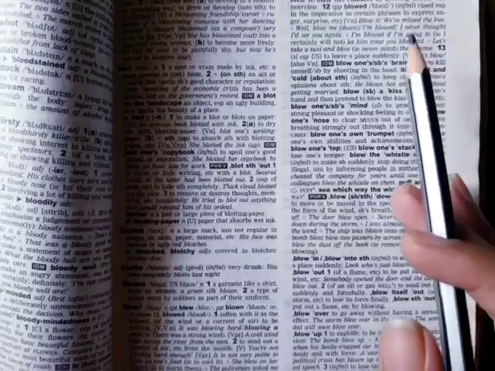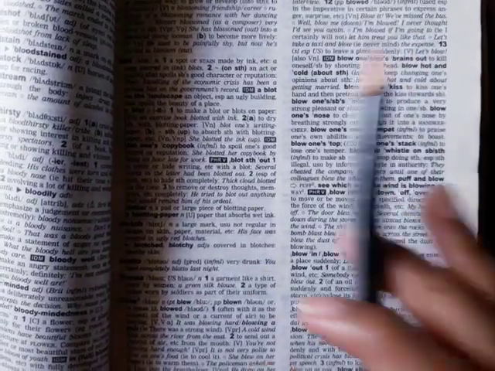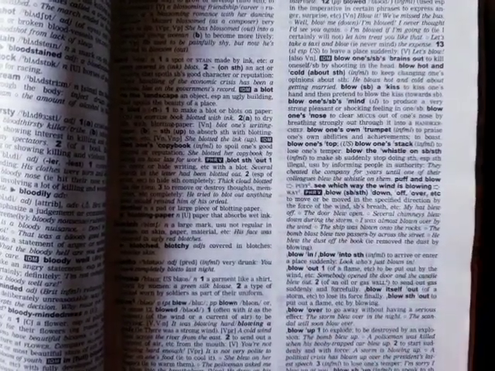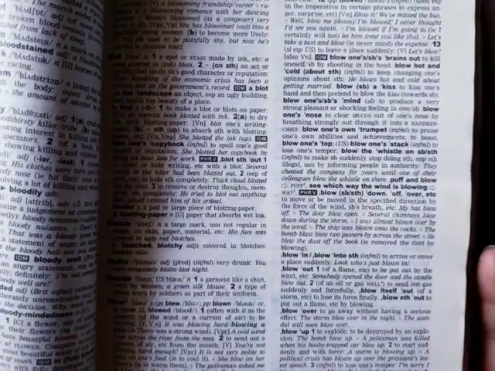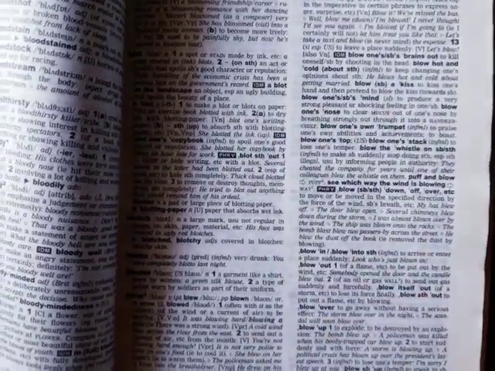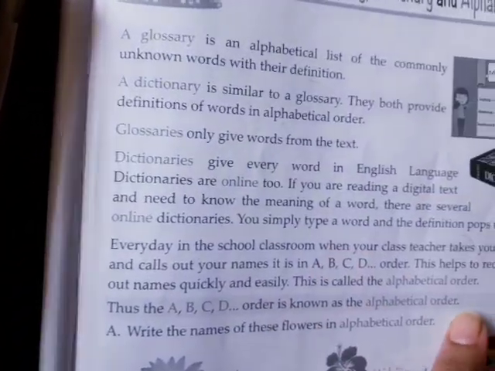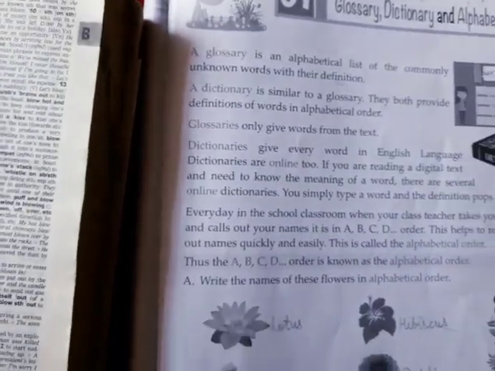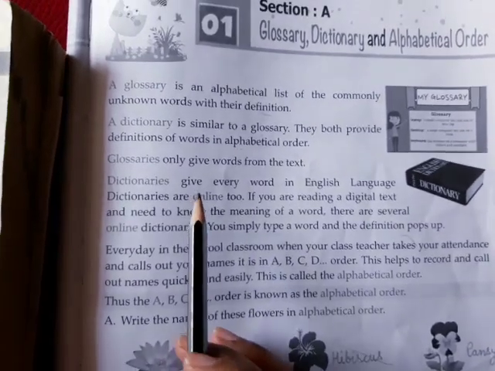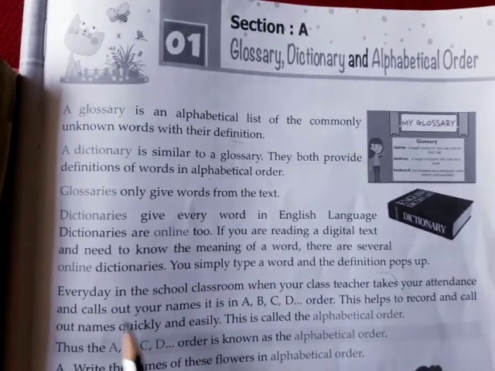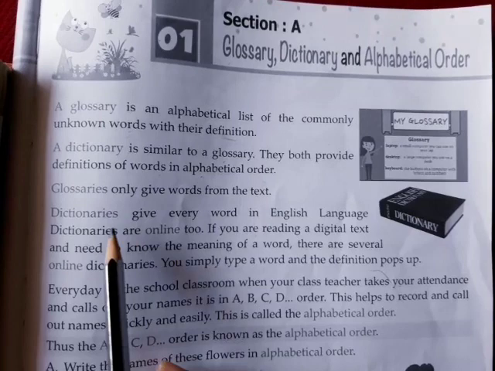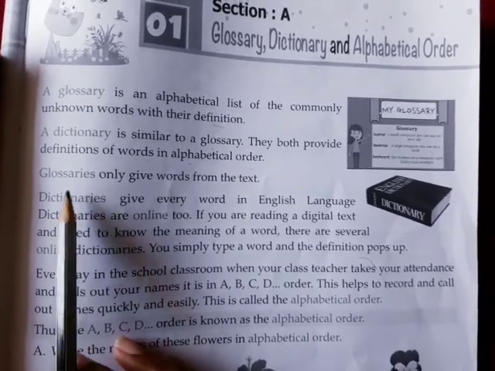So English and Hindi translation is available in the dictionary, but in a glossary, English and Hindi translation is not available. Words are given in English and their meanings or definitions are also given in English. Whereas in a dictionary, the meanings are given both in Hindi and in English. Okay. So now I am going to read the next line.